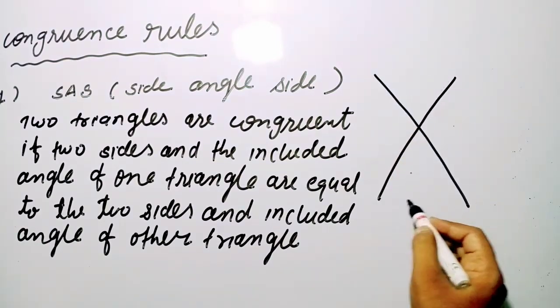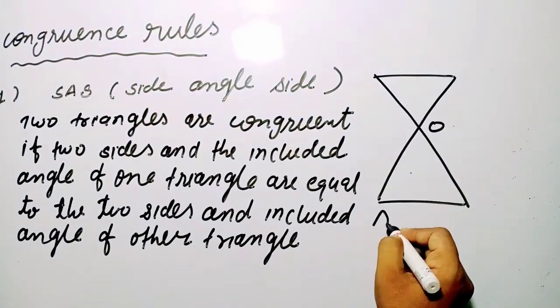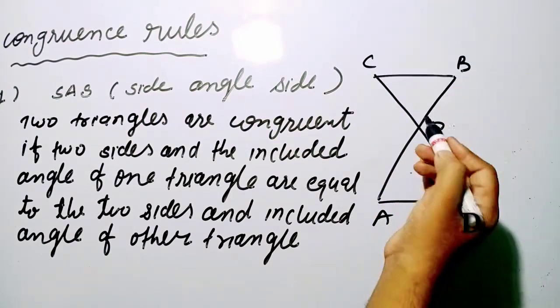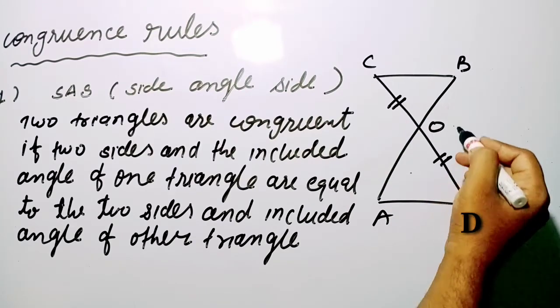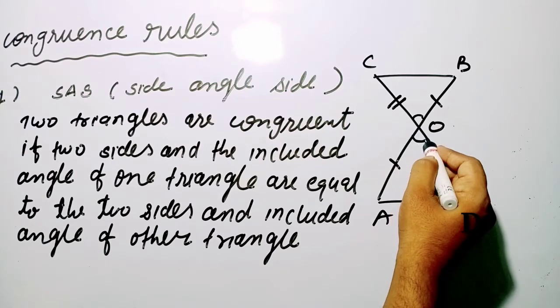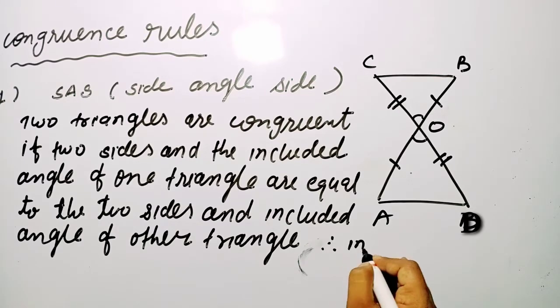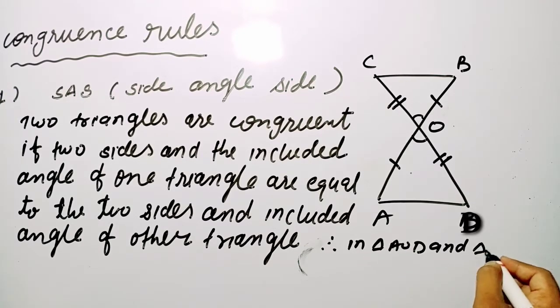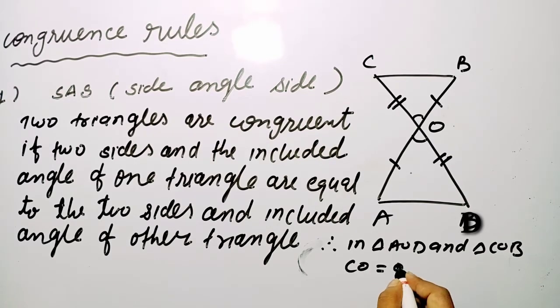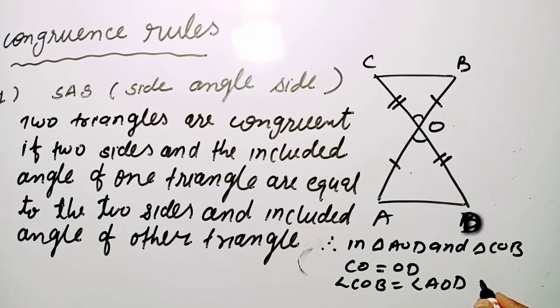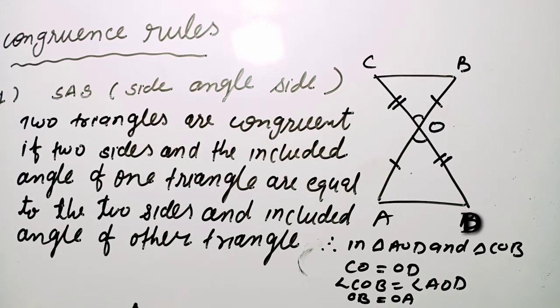For example, here considering triangles OAB and OCD, right? Here OC is equal to OD, and OA is equal to OB, and angle BOC is equal to angle AOD. So here we can write in triangle AOD and triangle COB, OC is equal to OD, angle COB is equal to angle AOD, and OB is equal to OA, right? So these two triangles are congruent triangles.